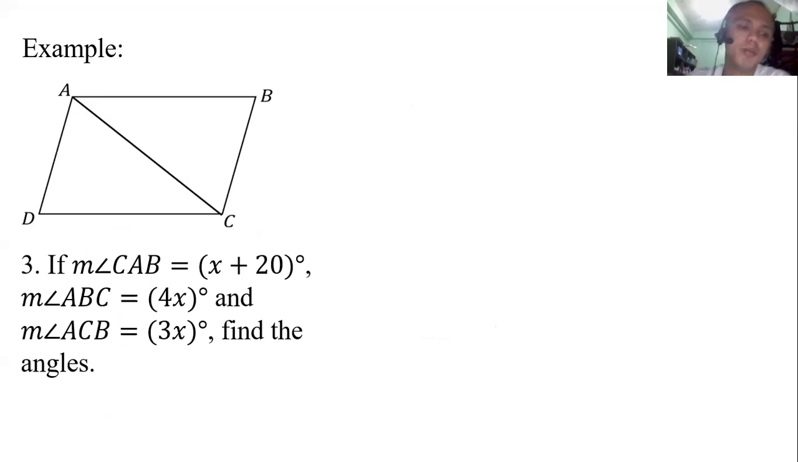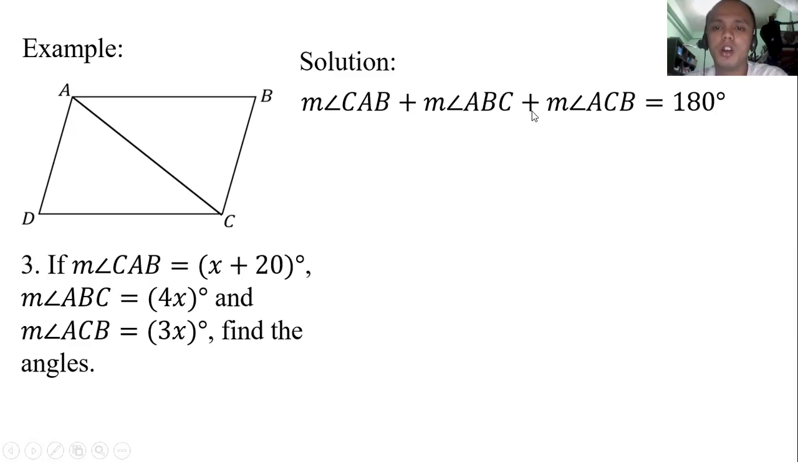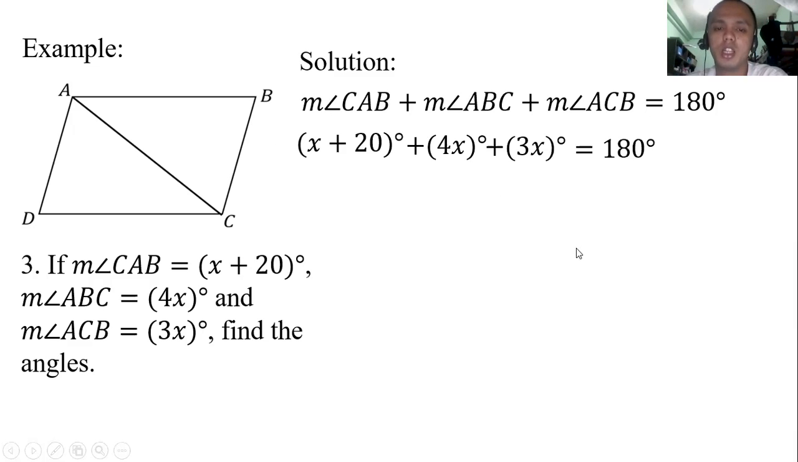If measured angle CAB is equal to x plus 20 degrees, your measured angle ABC is 4x, your ACB is 3x, find the angles. Now, again, since nasa triangle ABC tayo, no? We will use this formula. Measured angle CAB plus measured angle ABC plus measured angle ACB is equal to 180 degrees. Substitute your CAB to x plus 20 degrees, ABC to 4x, ACB to 3x equal to 180 degrees.